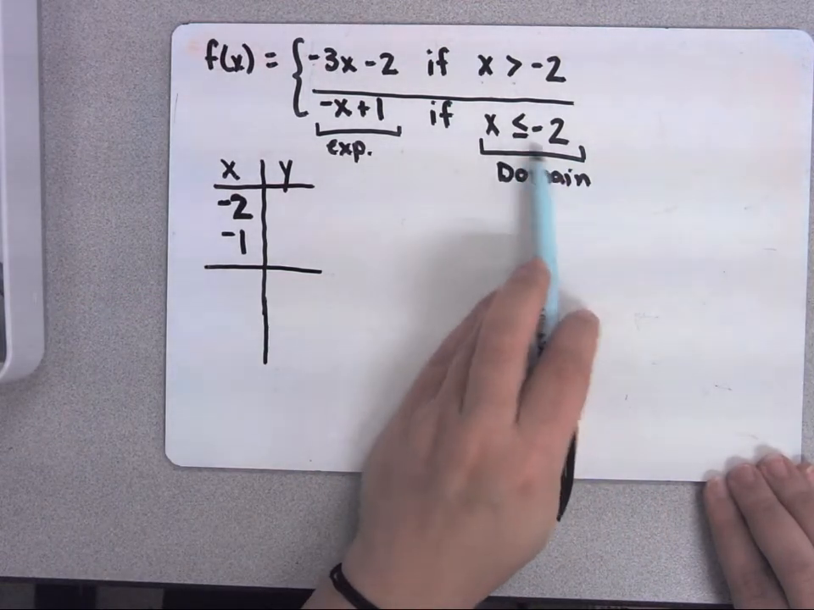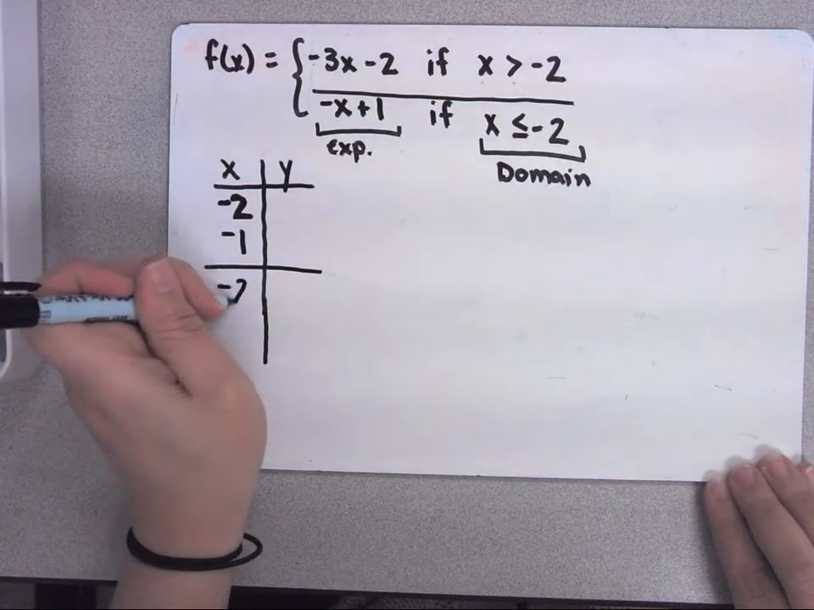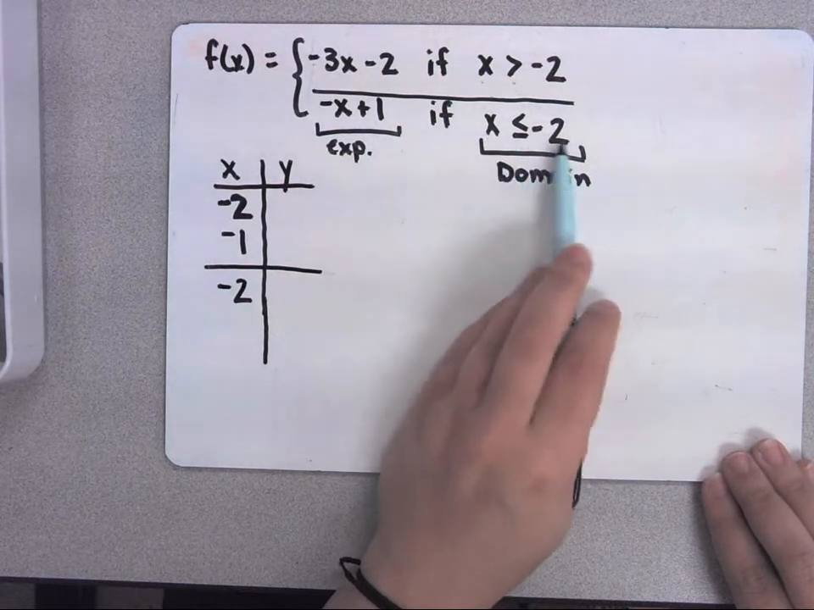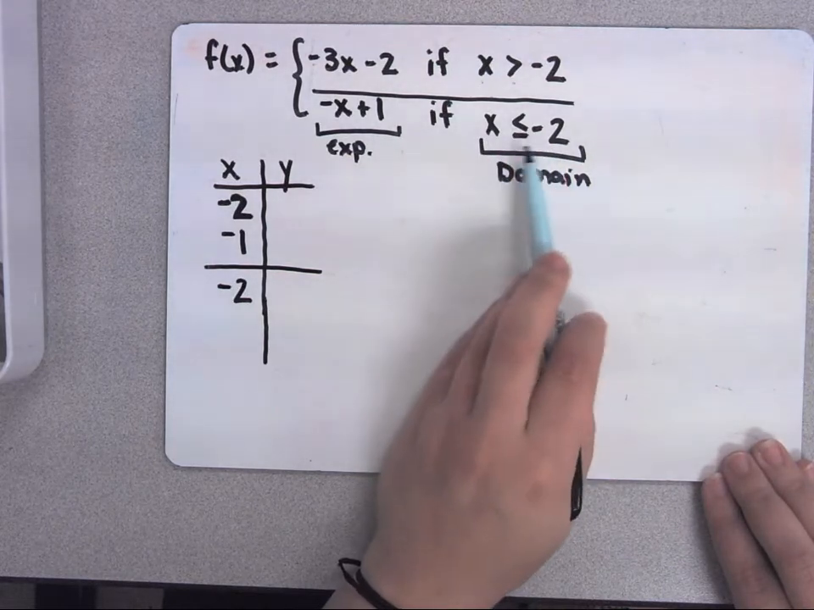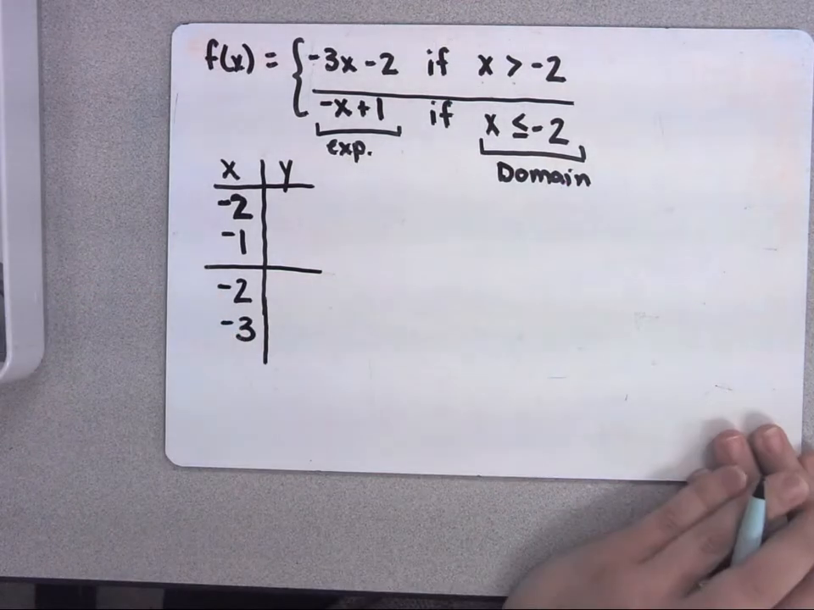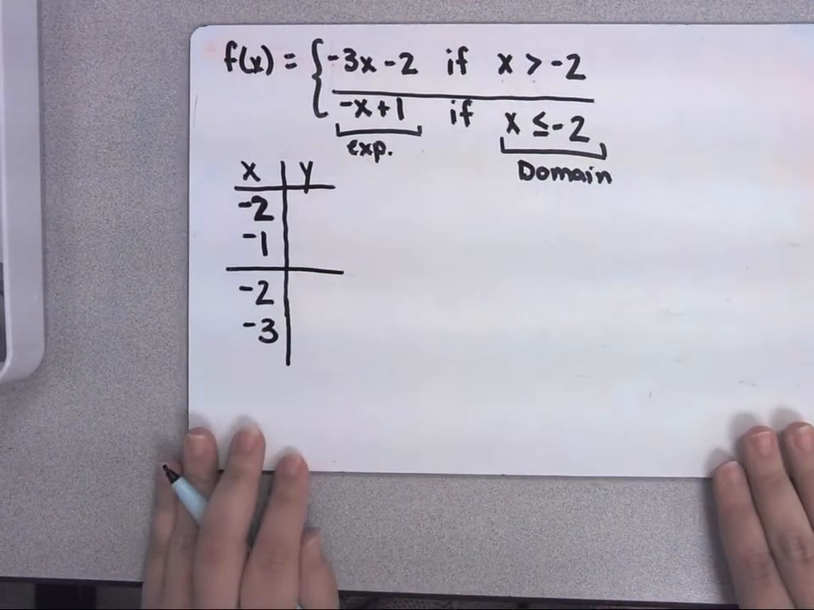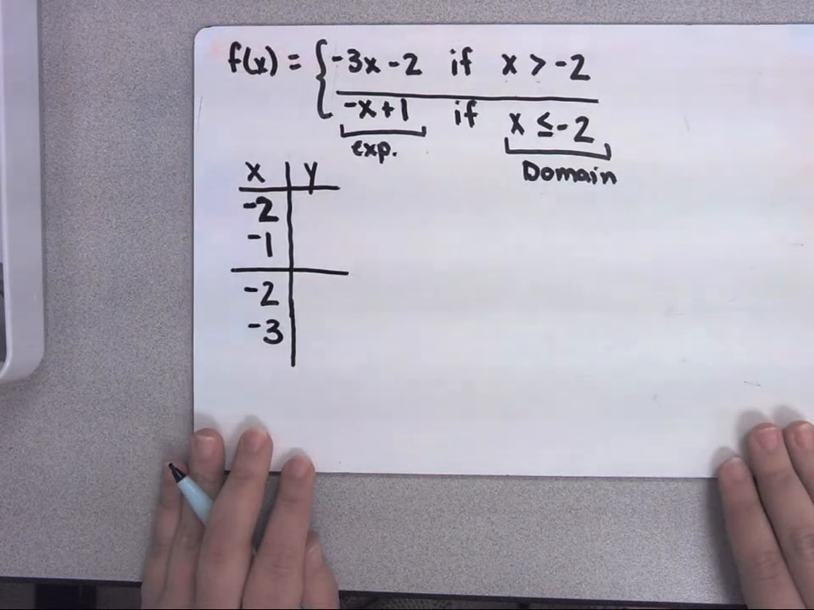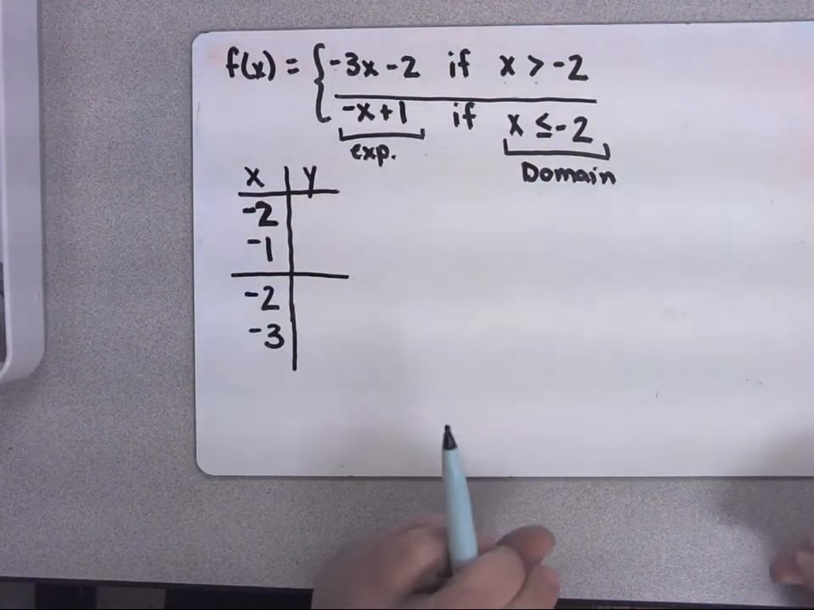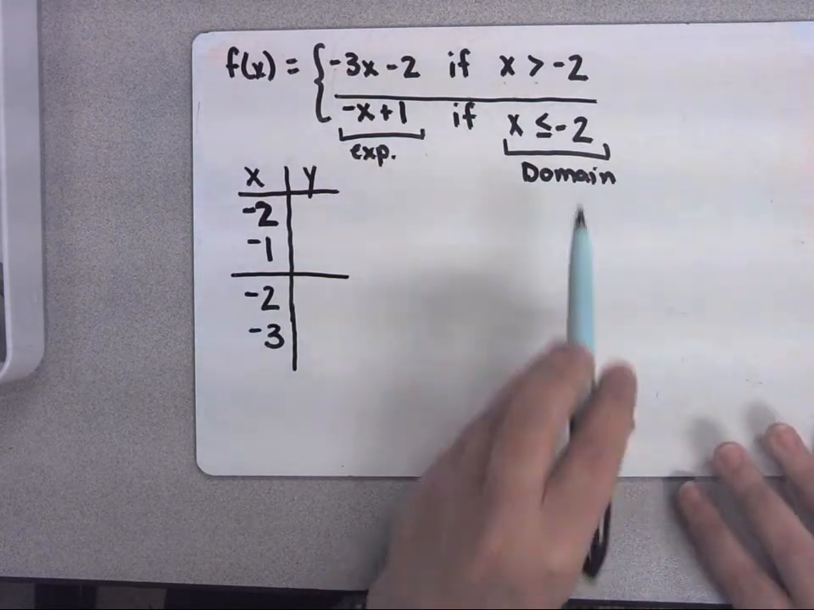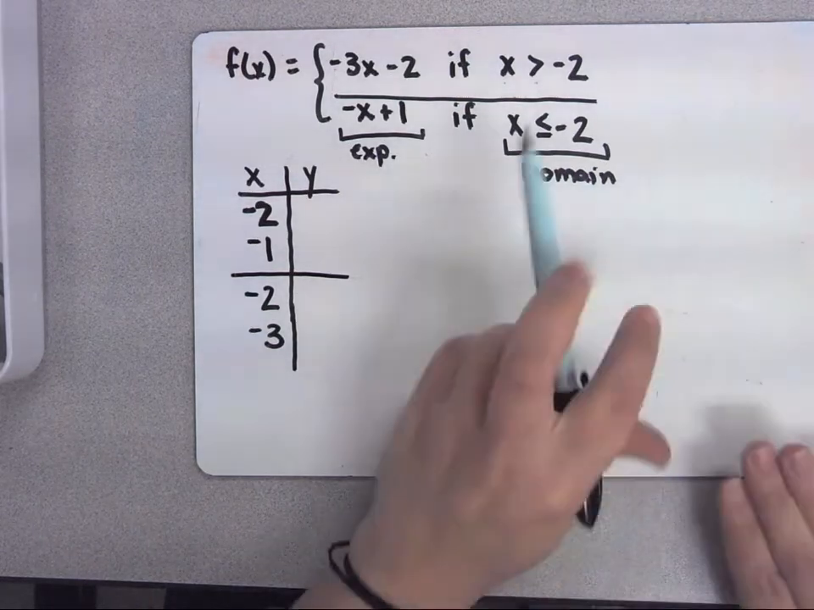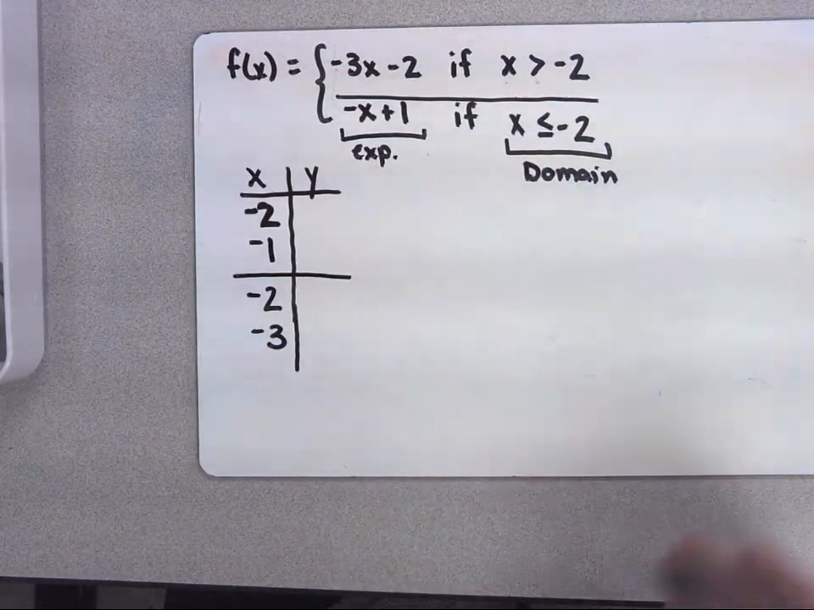We have to pick this number, so we're going to write -2 again. Okay, now AJ, give me a number that follows this inequality rule. X is less than or equal to -2. -3. Okay, now you remember when we did step functions, one of them was open circles and one of them was closed? When it says equal to, that means we include it, so it's closed. If it just says greater than or just less than, it's open.